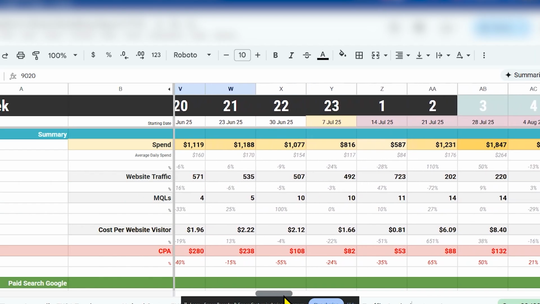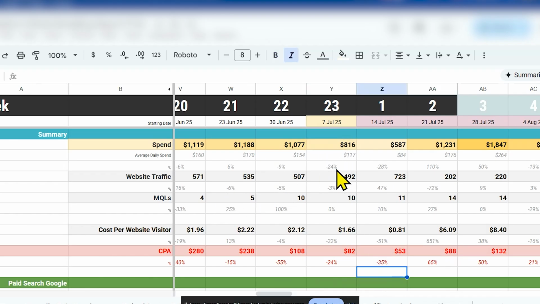Fast forward to July, it starts to drop: 82, 53, 88, and then it goes back up, and we'll come back to that. But what I want to look at is, well, why did this change, and what are we looking at? We're looking at two things. The first thing we're looking at is actual spend.